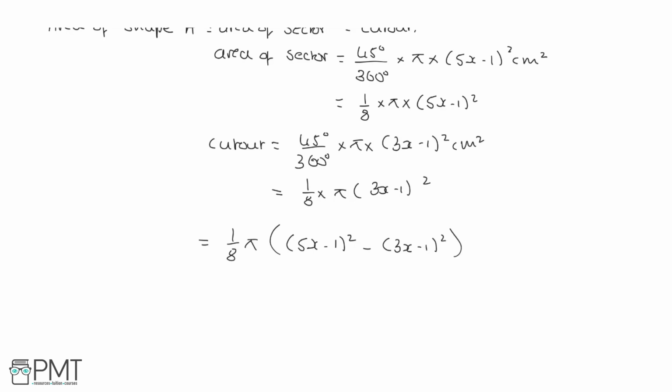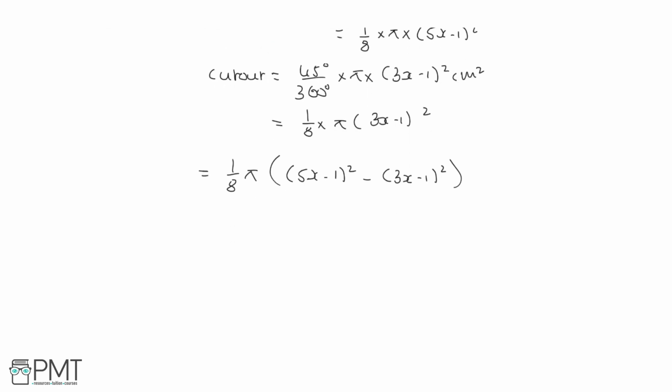Like that. Now, let's expand and simplify this. This will equal 1 over 8 pi times, I'm just going to write here what we're doing. So we're doing 5x minus 1 times 5x minus 1. This is going to be 25x squared minus 5x minus 5x plus 1, because we're doing 5x times 5x, 5x times minus 1, minus 1 times 5x, and minus 1 times minus 1. And this will get us 25x squared minus 10x plus 1.